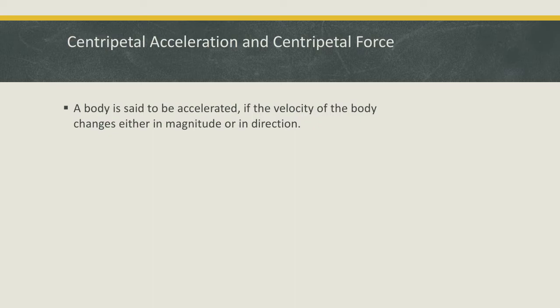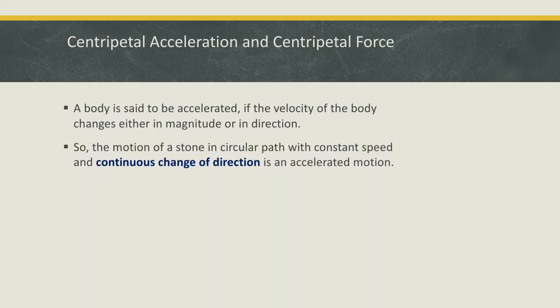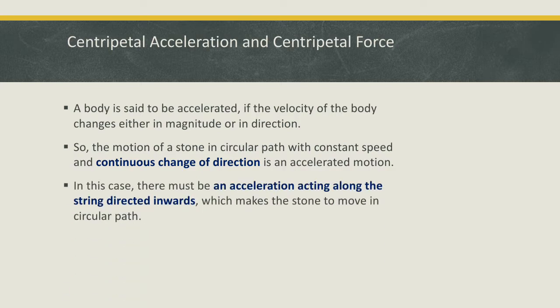So in this case, the magnitude is constant, the direction is changing, therefore we call it an accelerated motion. So the motion of the stone in the circular path with constant speed and a constant change in direction is an accelerated motion. In this case, there must be an acceleration acting along the string directed inwards, which makes the stone move in the circular path.